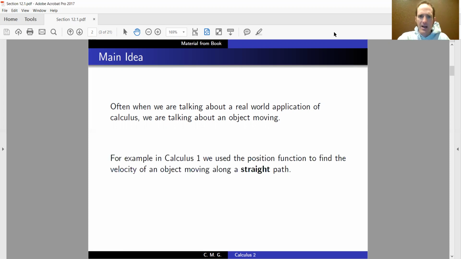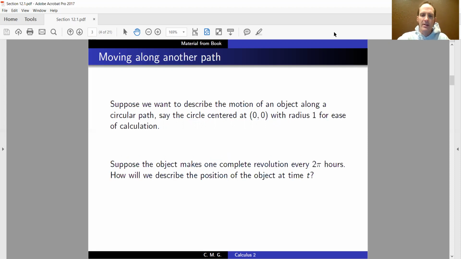In the Calc 1 sense, I only know the straight line path. So to talk about a more complicated path, I need to think about how I describe position in 2 dimensions, or in 3 dimensions, or in 4 dimensions, or in 5 dimensions, or as many dimensions as I want. I want to be able to describe the position in that dimension. In our case, 2 and 3 are the ultimate ones we need. I want to talk about 2 to start with.